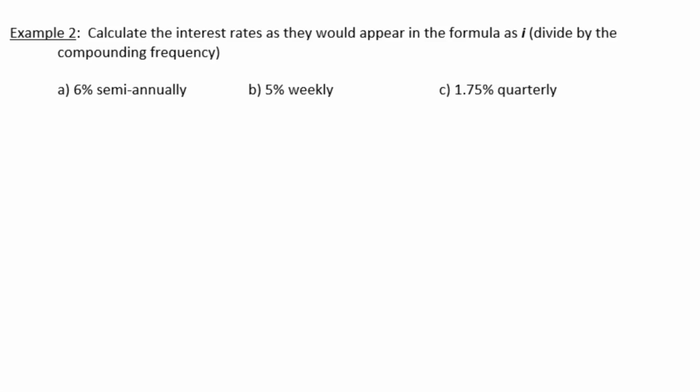Okay. Next, we're going to calculate the interest rates as they would appear in the formula. So we're figuring out what our I is. So we always start by writing it as a decimal. So we have 0.06, and we're going to divide this by the compounding frequency, which is semi-annually, which means twice a year. Okay, so we have 0.03.